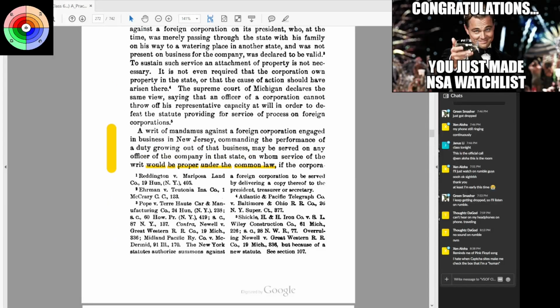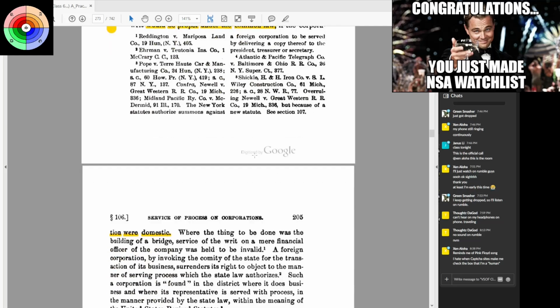So, skip down a bit. A writ of mandamus against a foreign corporation engaged in business in New Jersey, commanding the performance of a duty growing out of that business, may be served on any officer of the company in that state, on whom service of the writ would be proper under what? The common law, if the corporation were domestic.